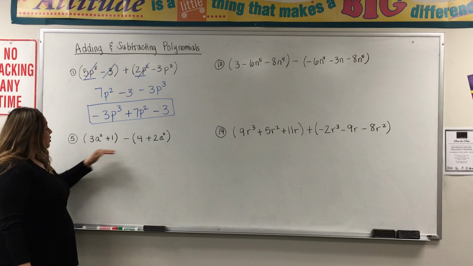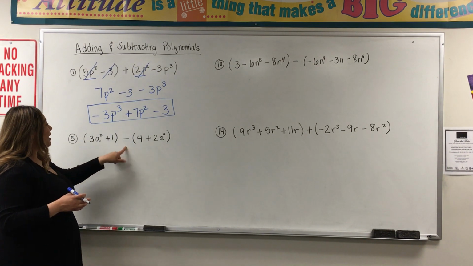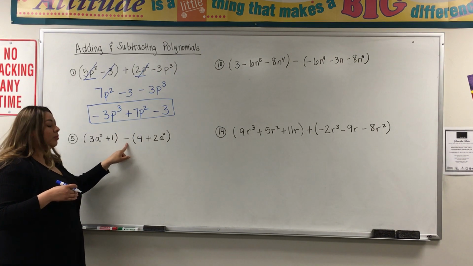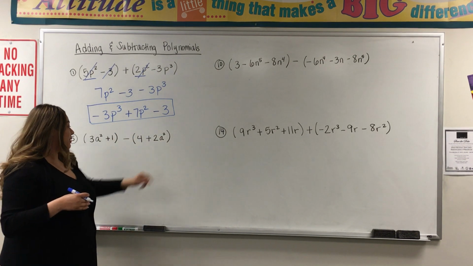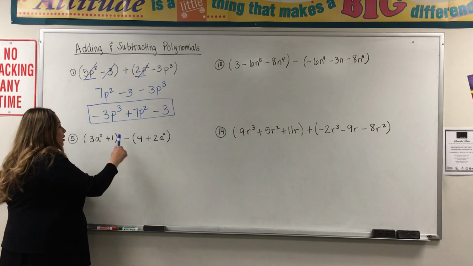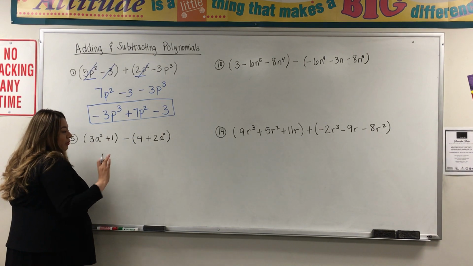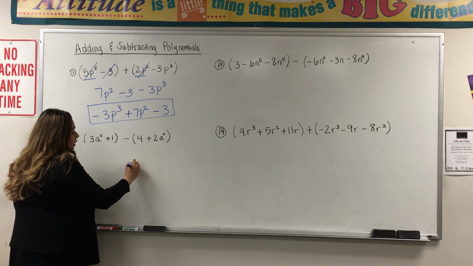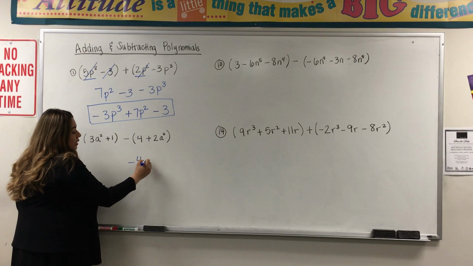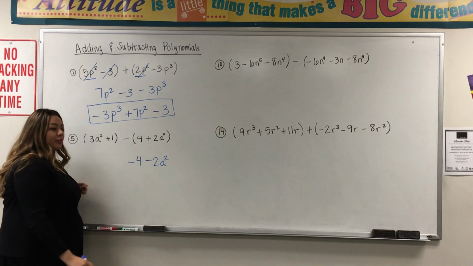Now when we are subtracting, we have to do one more step. That step has to be done before we even start collecting like terms. We have to distribute this negative to everything that we have inside the parentheses. By distributing, that means to multiply. So we're going to say a negative times a positive. What does that give us? Whenever the signs are different, it's going to be a negative. So that becomes -4. A negative times a positive, again, is going to become a -2a squared.